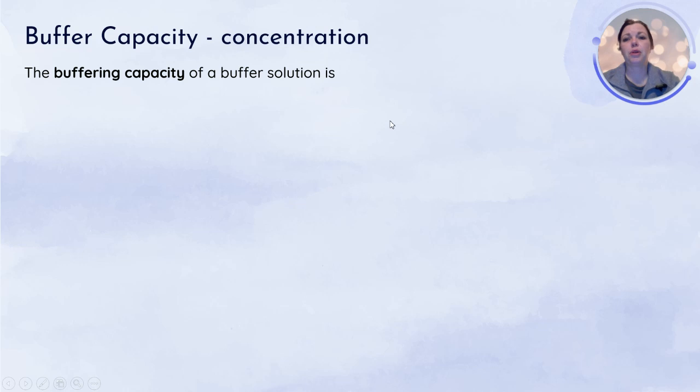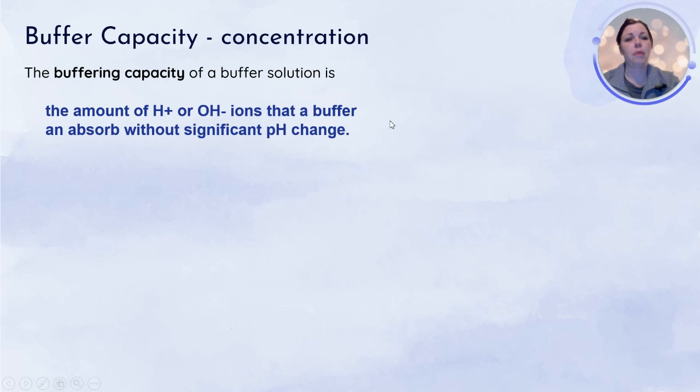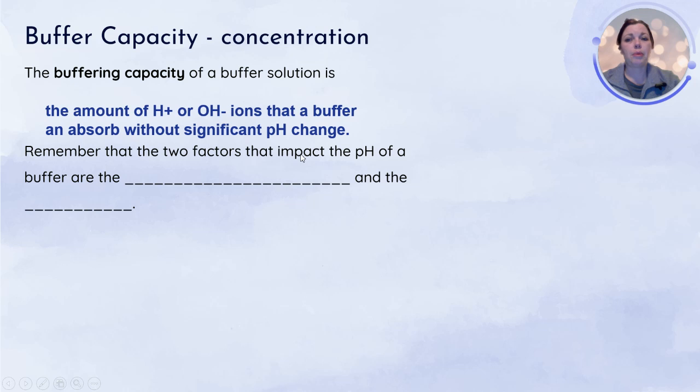So keep in mind that the buffering capacity of a buffer solution is the amount of H plus or OH minus ions that a buffer can absorb without significant pH change. So remember that the two factors that impact the pH of a buffer are the ratio of conjugate base to weak acid and the pKa. Remember, you can also have a buffer that is conjugate acid and weak base.